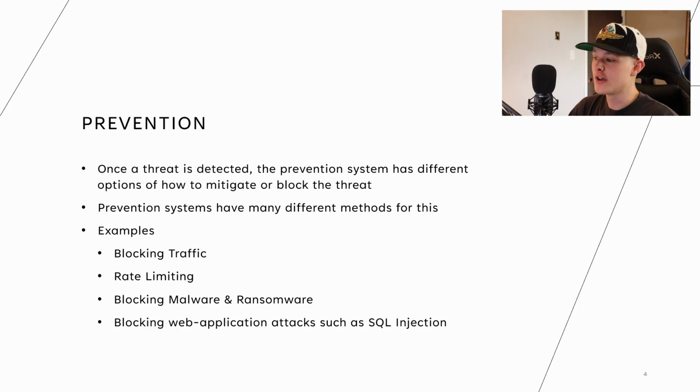So as for the prevention side, once a threat's detected, the prevention system has a couple options of how it's going to mitigate or block the threat. Now, this really depends on what type of IPS it is, what you're trying to block, where it is, all that kind of stuff. So yeah, the prevention systems have many different types of methods for this. Some examples can be blocking traffic. So if I know you're going to do something malicious to my network based on your signature, based on an anomaly, then you're blocked automatically.